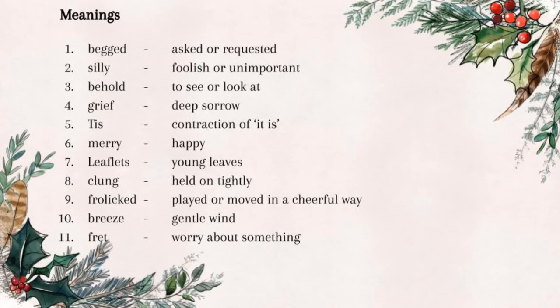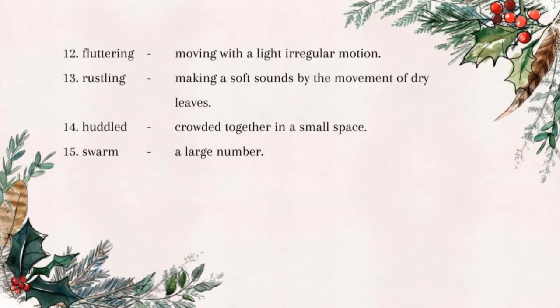Let us move to the next word, fret. What do you mean by fret? Fret means worry about something. Students, let us see the next word, fluttering. What do you mean by fluttering? It means moving with a light irregular motion. Let us see the next word, rustling. It means making soft sounds by the movement of dry leaves.